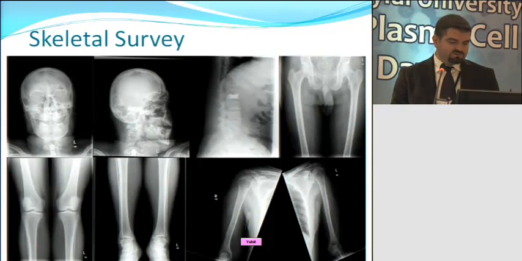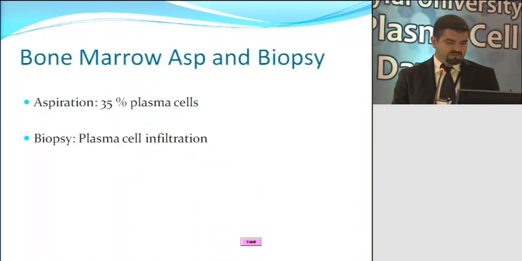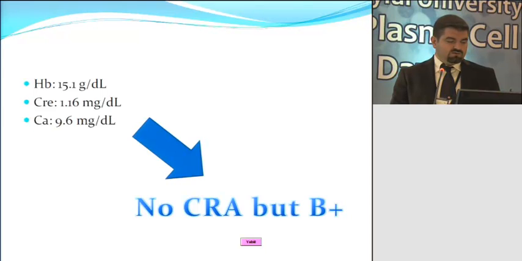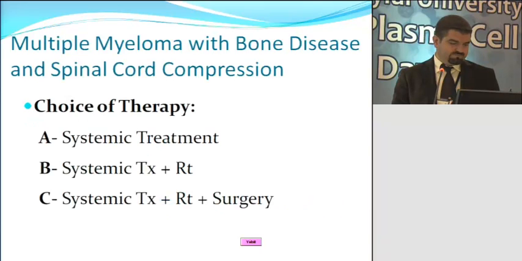Skeletal surveys revealed lytic lesions at cranium and femoral bones. Bone marrow aspiration and biopsy revealed 35% plasma cells and plasma cell infiltration at biopsy. Multiple plasmacytomas and bone disease and 35% of plasma cells on bone marrow examination. Multiple myeloma non-secretory with multiple plasmacytomas and bone disease. ISS stage 1 was diagnosed. He had no anemia, no renal failure, no hypercalcemia, but bone disease.